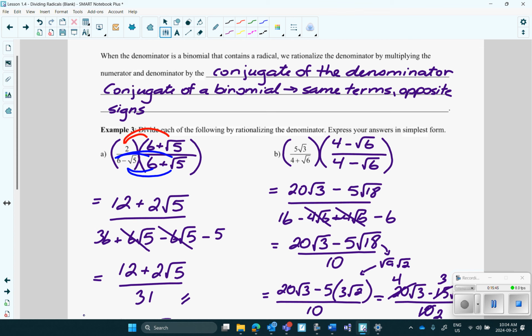Because if you didn't multiply by the opposite signs, you'd end up with still having radicals in the denominator, which means it's not fully simplified. Because remember, I said a radical is fully simplified if it's in a fraction. It can be a fraction as long as there's no square root in the denominator. Okay.